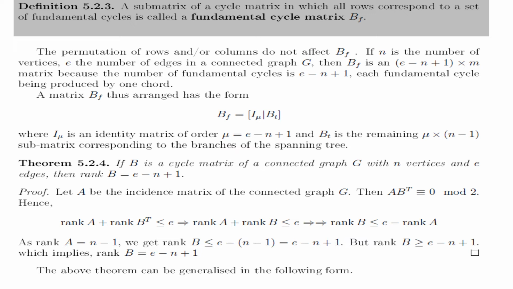As rank of A is equal to n minus 1, we get rank of B is less than or equal to E minus (n minus 1), which, when you open the bracket, is equal to E minus n plus 1. But rank of B is greater than or equal to E minus n plus 1, which implies rank of B is equal to E minus n plus 1. So this above theorem can be generalized in the following.